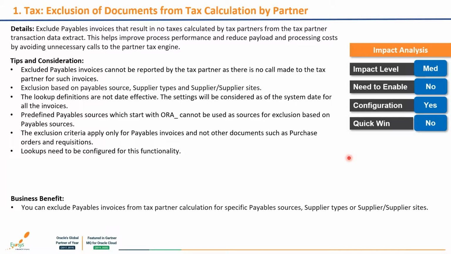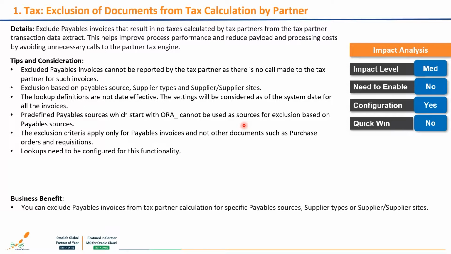We can exclude certain payables invoices which we know will not result in any taxes, right? So we can exclude those payables invoices by configurations. We can mention that these particular invoices should not be a part of tax calculation from the tax partner. So whenever a call is made from our system to the partner tax engine, if we are sure that this particular set of invoices will not result in any taxes, we can configure it in our system.